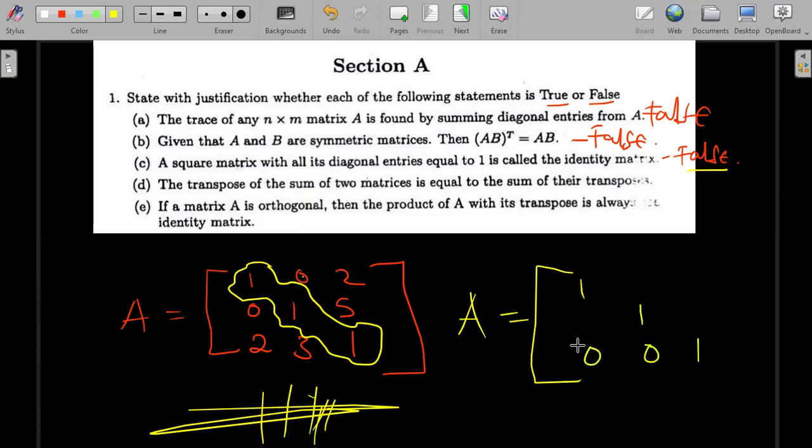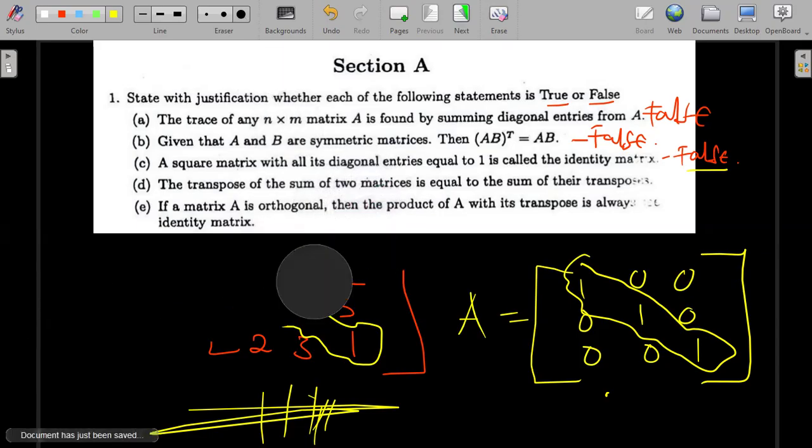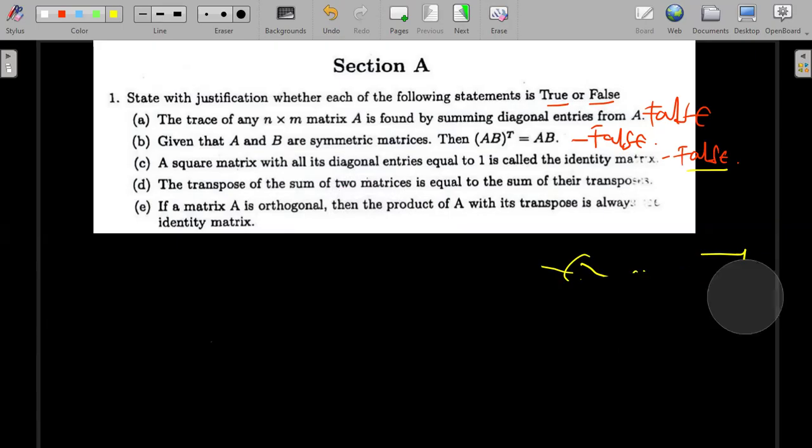So you have 0, 0, 0, 0, 0, 0. If it's like this, you have your diagonal there, and off the main diagonal you can only see 0, 0, 0, 0. That's when the statement of an identity matrix will be true. But here, the way it was defined, we are going to say that statement is false. If you have any questions, guys, please feel free to ask.